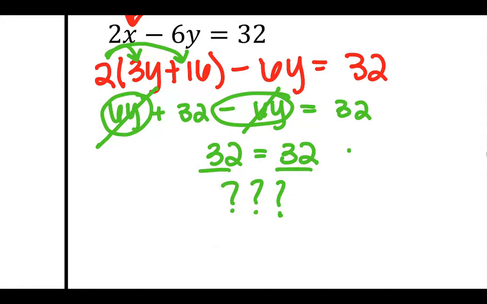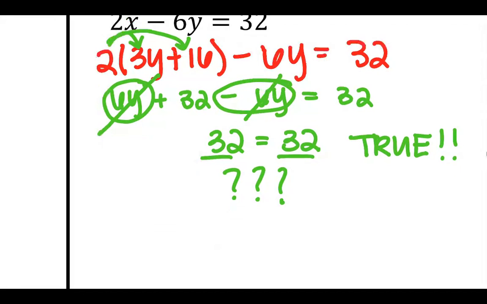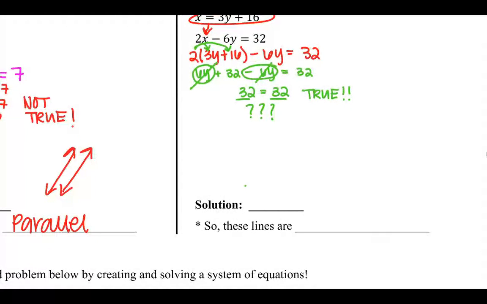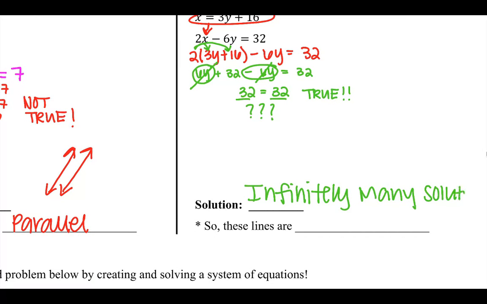This is a true statement. That is true. So that means that this solution is infinitely many solutions. Infinitely many solutions. Or again, I'm fine with you writing IMS or that fancy R. All those things being the same. So again, this is infinitely many solutions.